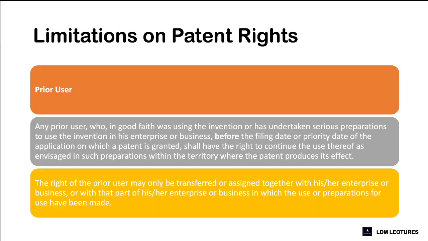Okay? What else? With respect to prior user, any prior user who in good faith was using the invention or has undertaken serious preparation to use the invention in his enterprise before the filing date or priority date of the application shall have the right to continue the use thereof as envisaged in such preparation within the territory where the patent produces its effect. The right of the prior user may only be transferred or assigned together with his or her enterprise or business, or with that part of his or her enterprise or business in which use or preparations for use have been made.